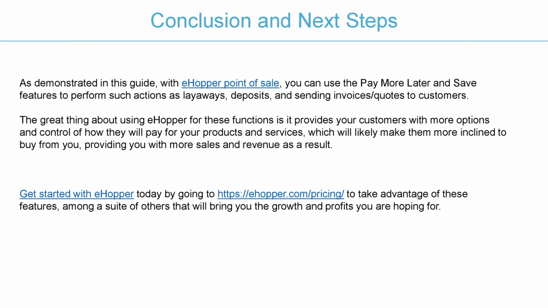Conclusion and next steps. As demonstrated in this guide, with eHopper Point of Sale, you can use the Pay More Later and Save features to perform such actions as layaways, deposits, and sending invoices or quotes to customers. The great thing about using eHopper for these functions is it provides your customers with more options and control of how they will pay for your products and services, which will likely make them more inclined to buy from you, providing you with more sales and revenue as a result.